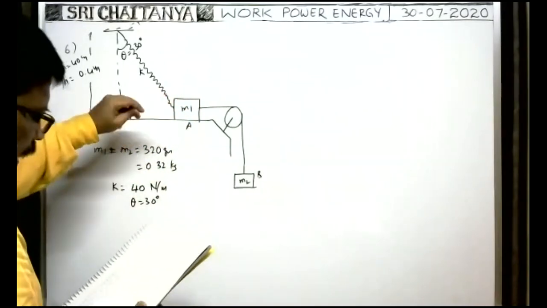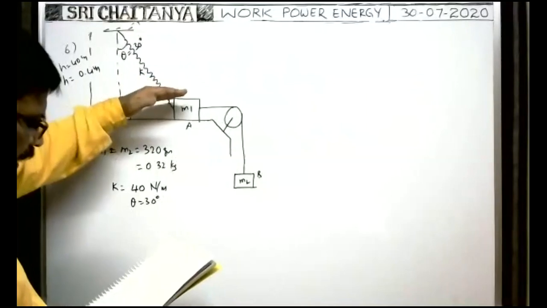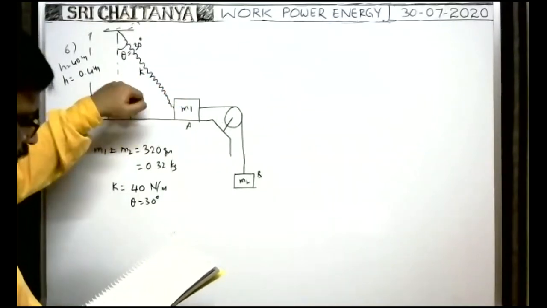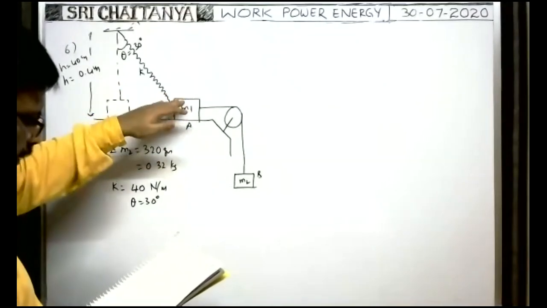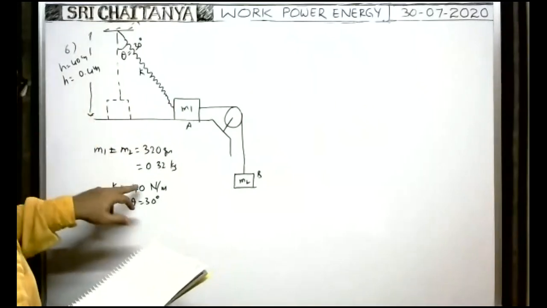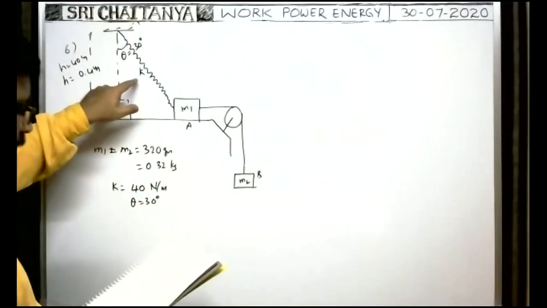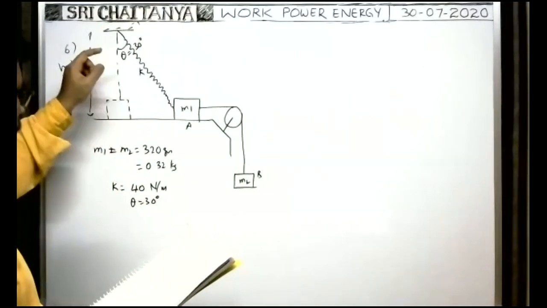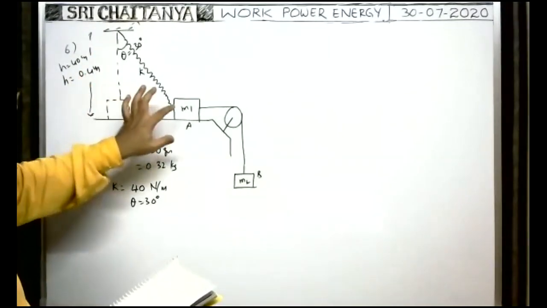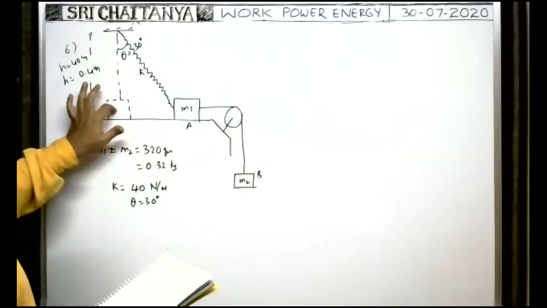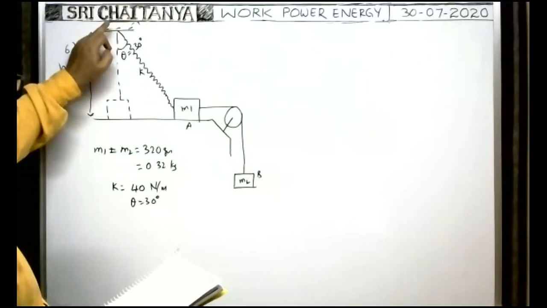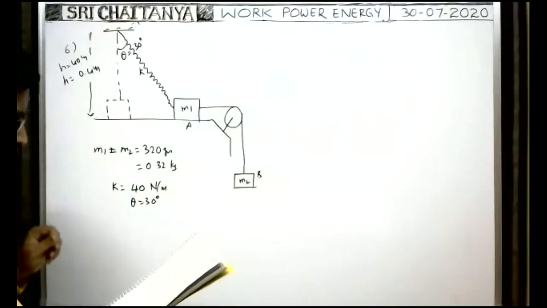The block A is kept on a horizontal surface, on which block A can slide on the smooth surface. The block A is attached to a spring of spring constant 40 Newton per meter. Whenever the block M1 is here, the block is connected to one end of the spring. The other end of the spring is fixed to a rigid support here.